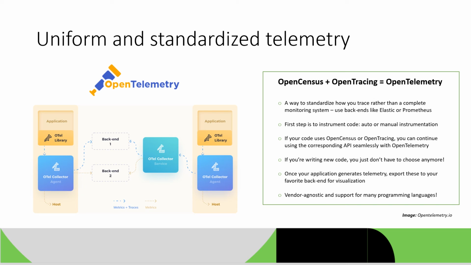Okay, so understand that you don't necessarily have to choose. If you use OpenCensus or OpenTracing, you can continue using it. If you're brand new to it, if you just want to start out with your telemetry, you can simply use OpenTelemetry as is. Use what is available right now.